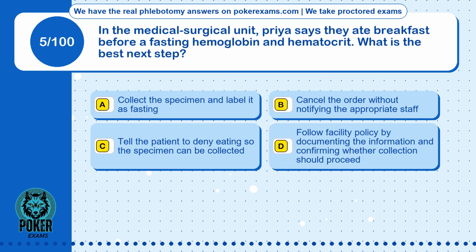Question 5. In the medical surgical unit, Priya says they ate breakfast before a fasting hemoglobin and hematocrit. What is the best next step?